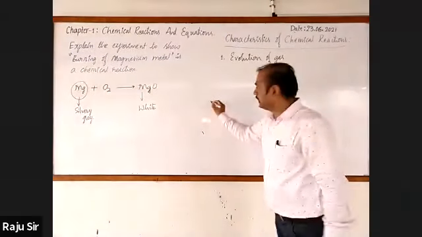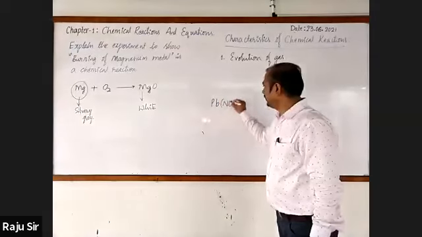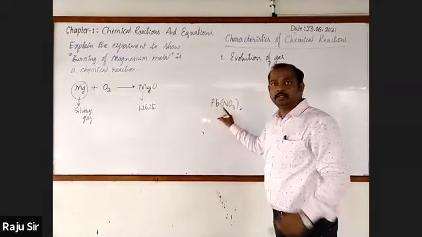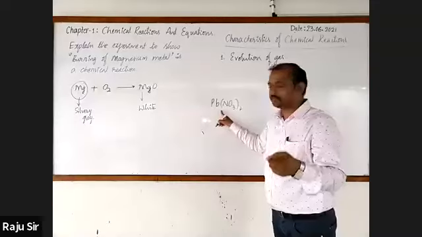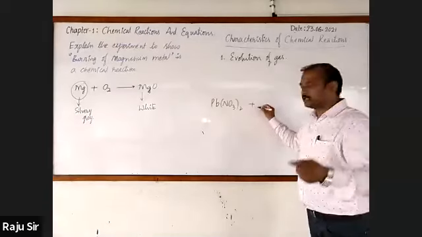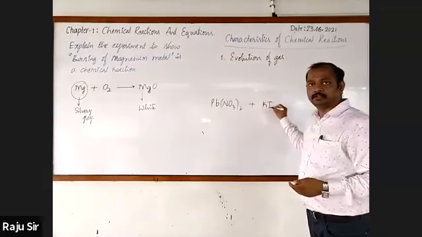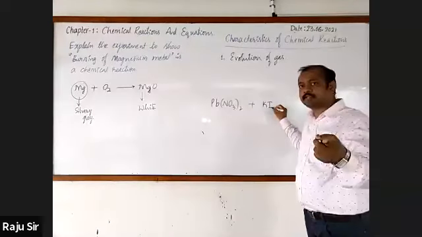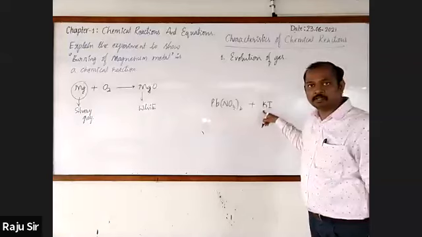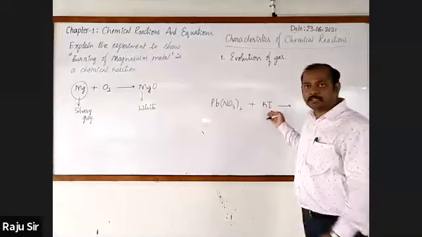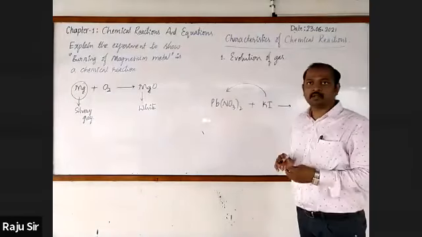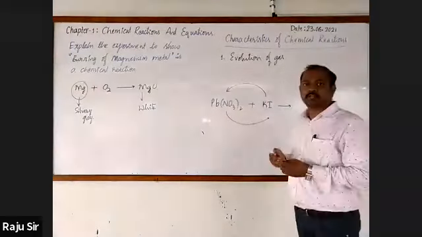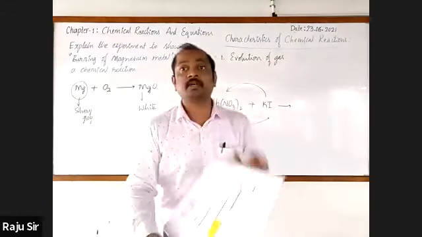Okay. Lead nitrate, Pb(NO3)2, is white in color. Crystals are white in color. Solution is colorless. Next, in another test tube we have taken potassium iodide. The crystals' color is white and the solution is colorless. Now, let us go for adding potassium iodide solution to lead nitrate solution, or else lead nitrate solution to potassium iodide solution.